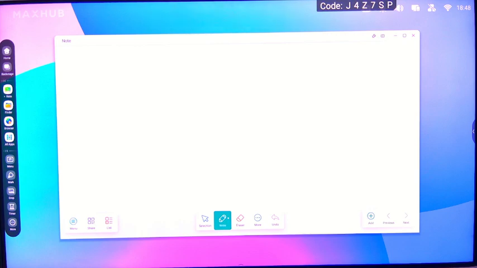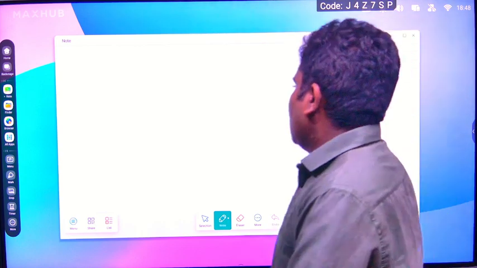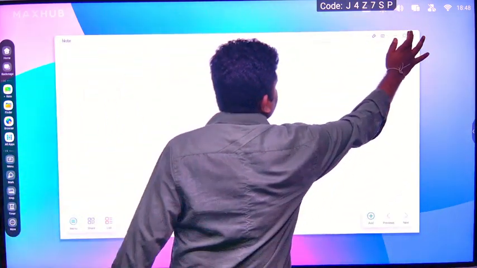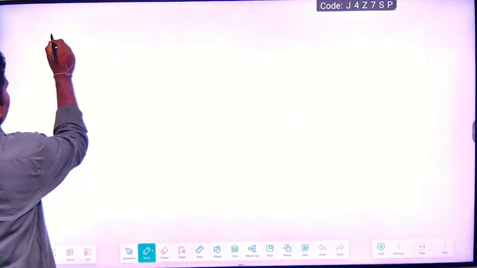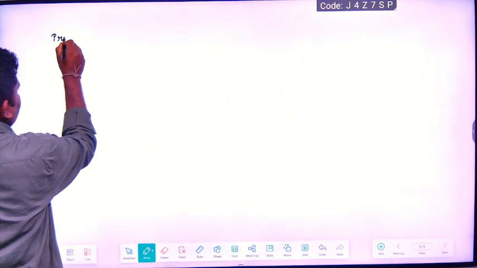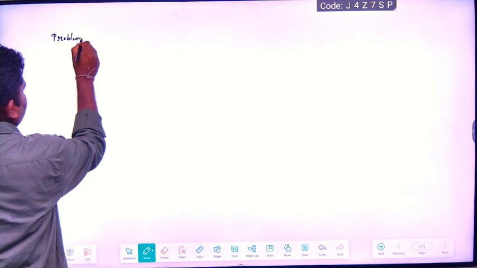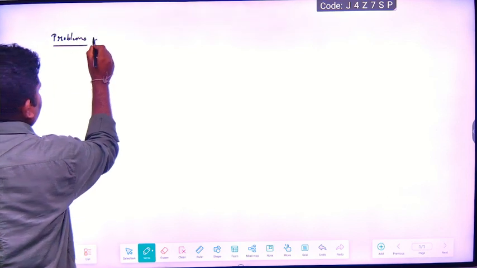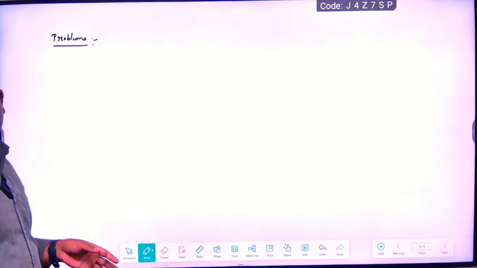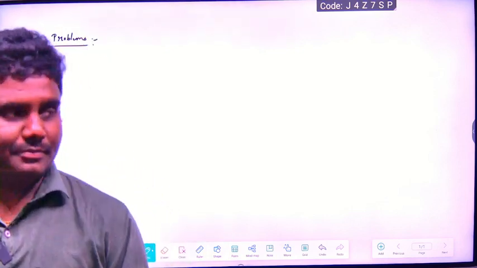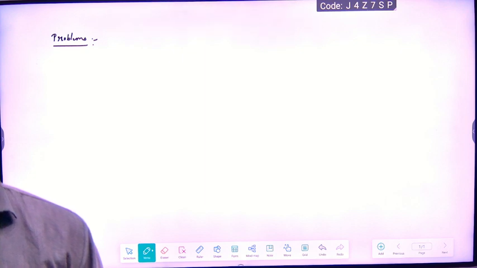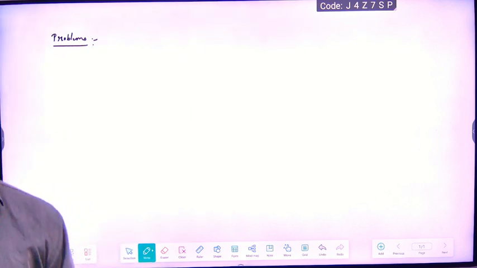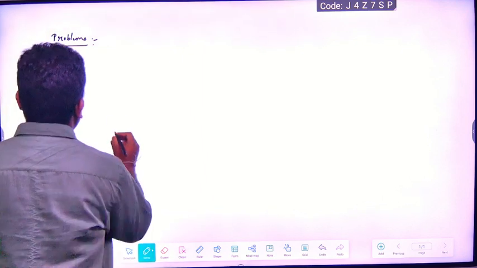Please take. So this question, these problems are based on the photoelectric effect. What is the first one we discussed? Please take the first one: photon energy.